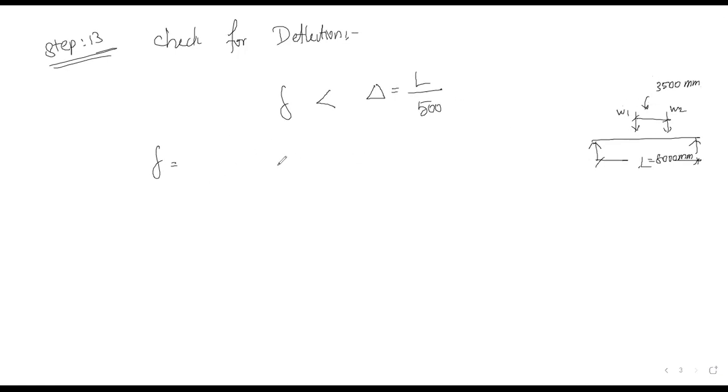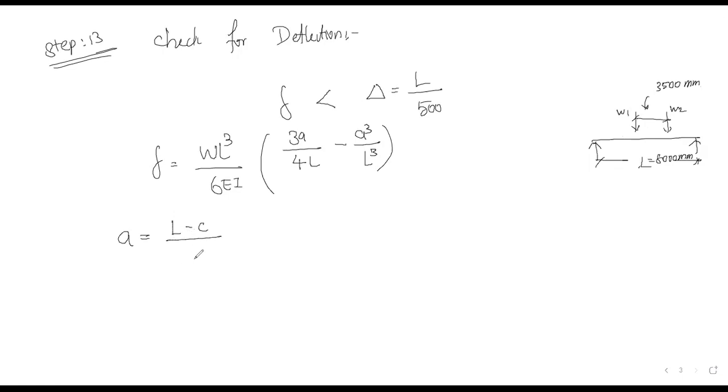Now with respect to this moving load, the formula of deflection is equal to WL cube divided by 6EI into (3A minus 4A cube divided by L cube), whereas A is equal to (L minus C) divided by 2. So this is our formula. L minus C is 8000 minus 3500, divided by 2. It becomes 2250 mm. Therefore, the remaining unknown A we got it, L is equal to 8000 mm.